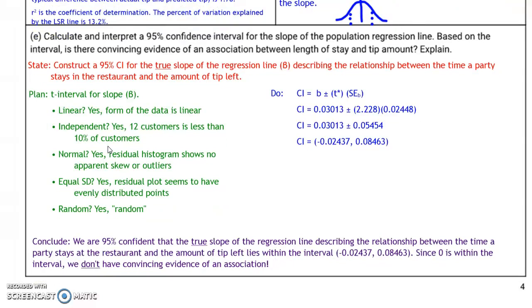Here, if you want to pause the video and check it out, this is our state plan do conclude. I have no commentary for this except to say that the confidence interval is calculated the same exact way. It's the statistic plus or minus the critical value. This is either going to be z or t, or in some cases chi, but most of the time it's z or t. And then the standard error of the slope. So pause the video, check this out, see if you got it right, and then move on to the next page.